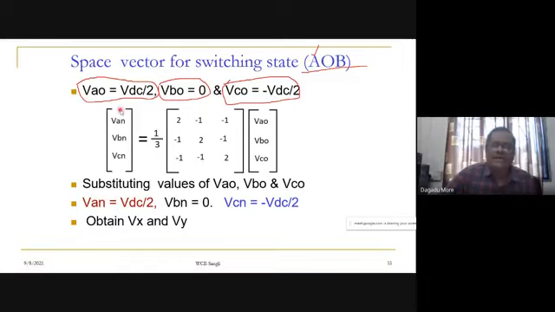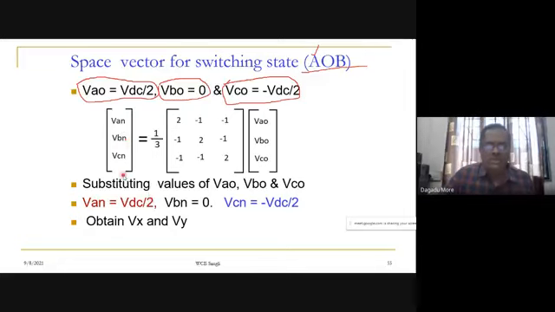We can use the relationship between the node voltages or pole voltages and the phase voltages. We can use the relationship between VAO, VBO, VCO and VAN, VBN, VCN. This matrix you can use, put the values of VAO, VBO, VCO, compute this, and then we get VAN, VBN, VCN. VAN, if you just put the values here, is plus VDC by 2, VBN is 0, VCN is minus VDC by 2.